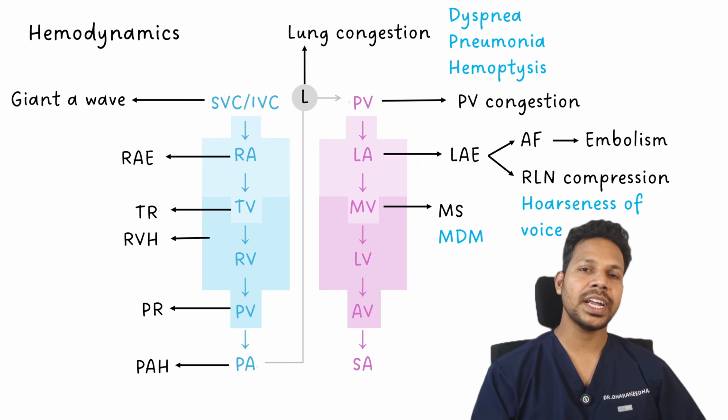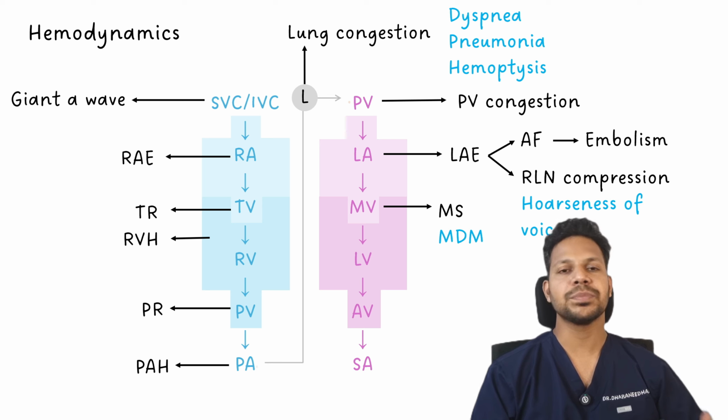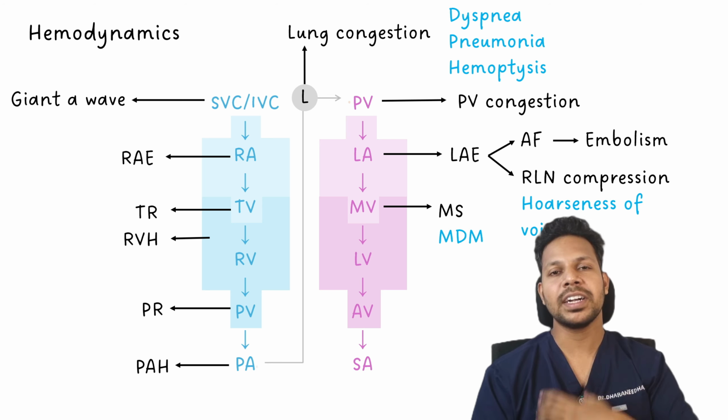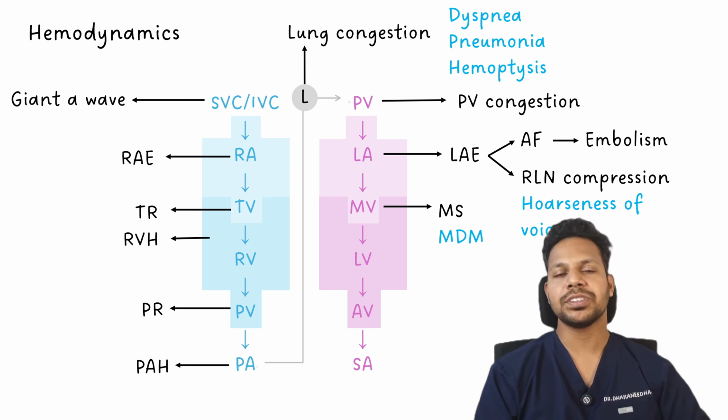And because the atrial contraction is significantly affected, there is a giant A wave in mitral stenosis. And of course, because of this chronic congestion of the right heart, there is also development of congestive hepatomegaly, pedal edema, and all the features of right heart failure.